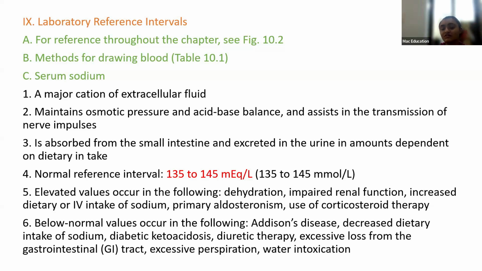Then hyponatremia occurs in which conditions? Diabetes insipidus. Water intoxication, or sodium intake less than output. Addison's disease, decreased dietary intake of sodium, diabetic ketoacidosis, diuretic therapy, excessive loss from the GI tract, excessive perspiration, water intoxication, and as you said, diabetes insipidus also causes hyponatremia.